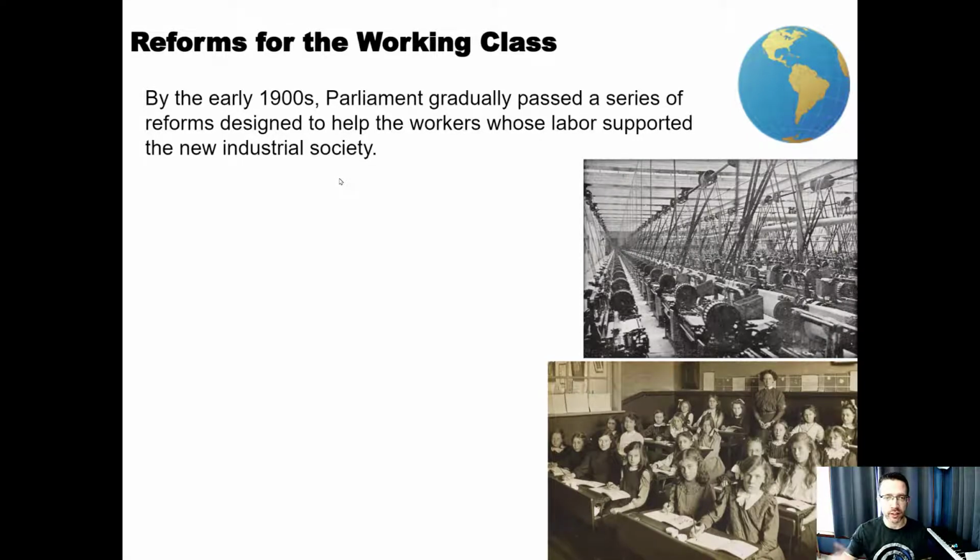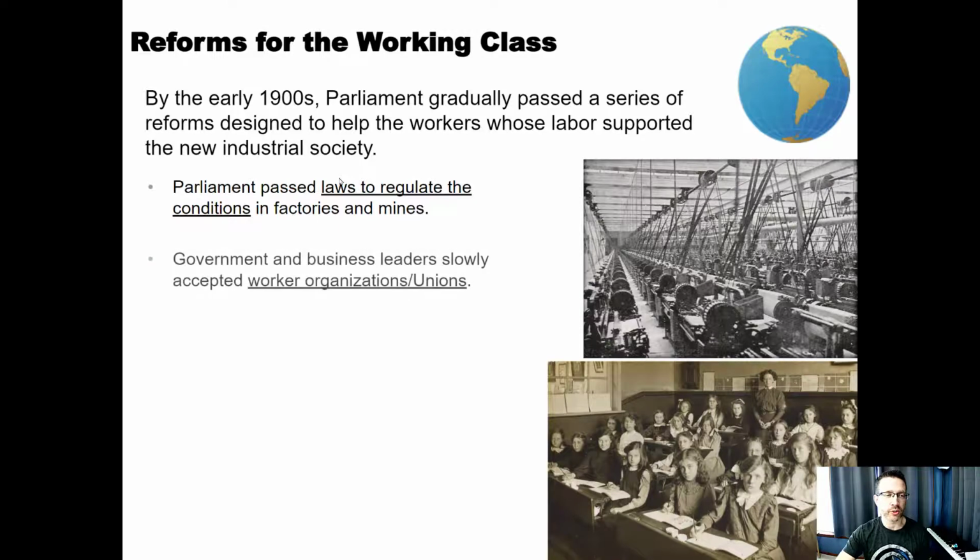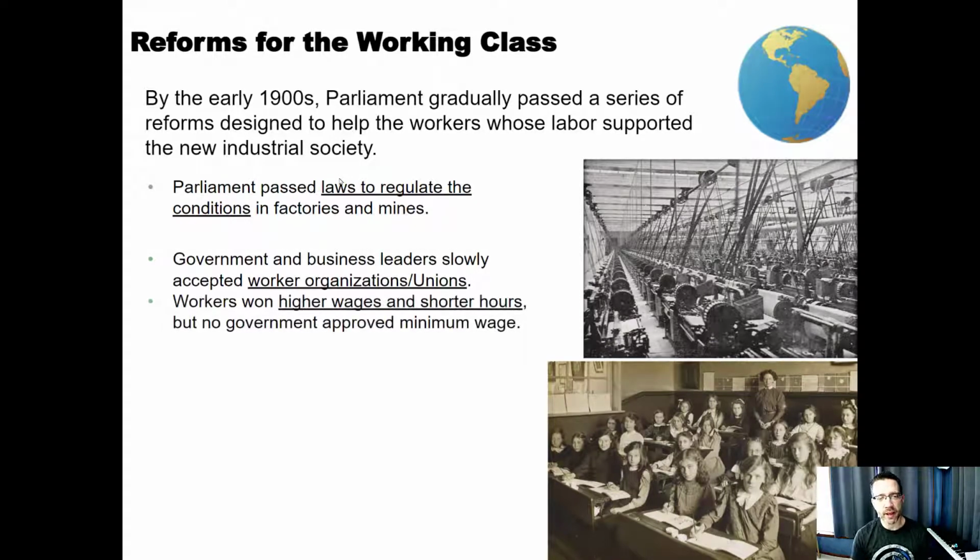So by the early 1900s, Parliament gradually passed a series of reforms designed to help the workers whose labor supported this new industrial society. So when the economy changes, so does the way we live in our culture as well. So Parliament passed laws to regulate conditions in factories and mines, and we actually learned about this in earlier chapters as part of the Industrial Revolution. Governments and leaders start to allow workers to organize and have unions.